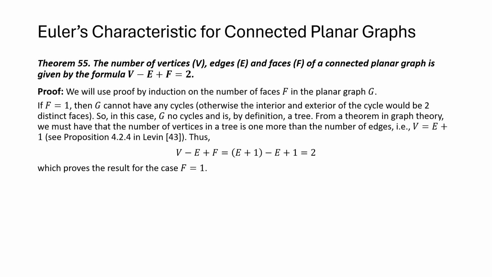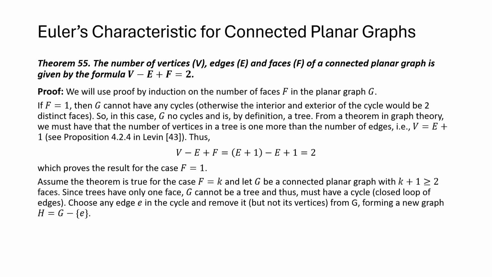So we've proven the result for F, the number of faces, equals 1. We assume it's true for F equals K, and let G be a connected planar graph with K plus 1 greater than or equal to 2 faces. Since trees have only one face, G cannot be a tree, and thus it must have a cycle. That's a basic result from graph theory. Then we choose any edge in the cycle and remove it from G, forming a new graph, which we call H. So that's G minus the one edge we remove.